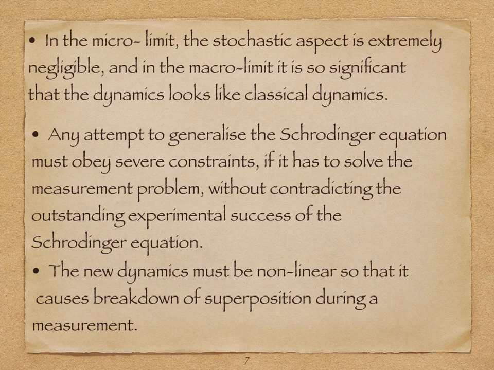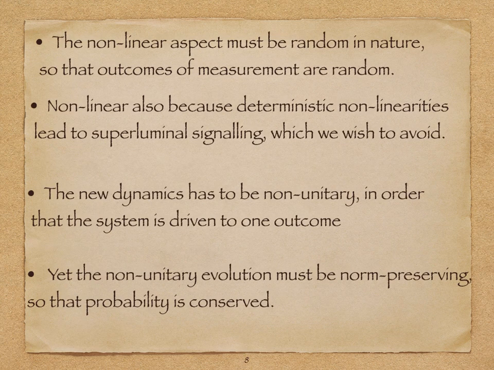It should be non-linear so that it causes breakdown of superposition during a measurement. That is quite obvious. The nonlinear aspect must be random in nature so that outcomes of measurement are random. And also we want it to be stochastic because deterministic nonlinearities generally lead to superluminal signaling, faster than light signaling, which we would like to avoid. So we can't have deterministic nonlinearities. We can have stochastic nonlinearities. Those do not allow faster than light signaling.